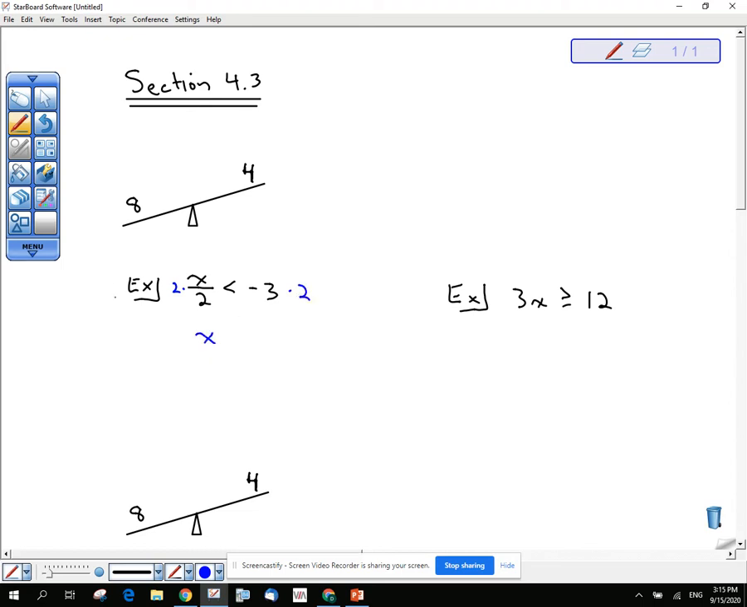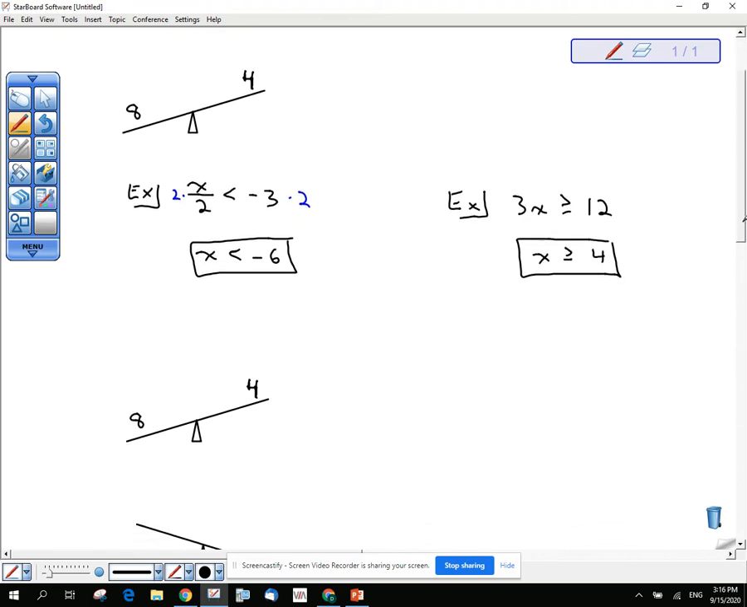X is by itself on the left, less than remains less than, and negative 3 times 2 is negative 6. Okay. Here, you would divide by 3, or you might say multiply by 1/3. I like that kind of language too. 12 divided by 3 is 4, or 1/3 of 12 is 4, and you just keep the greater than symbol, greater than or equal to.